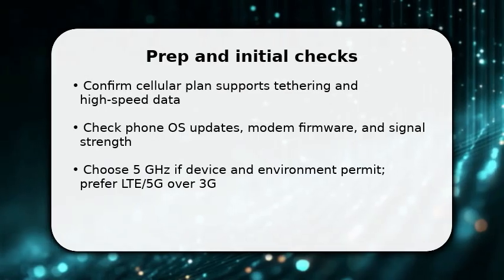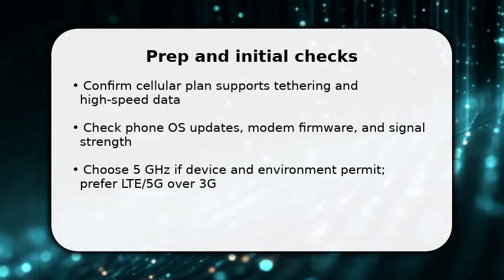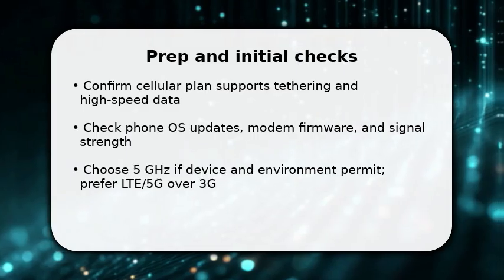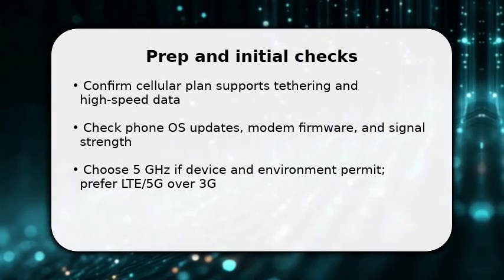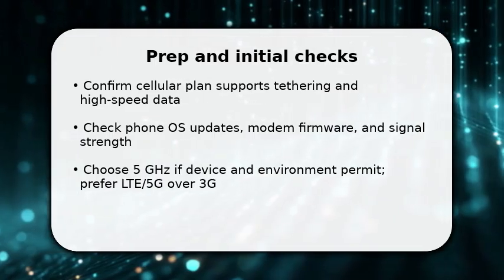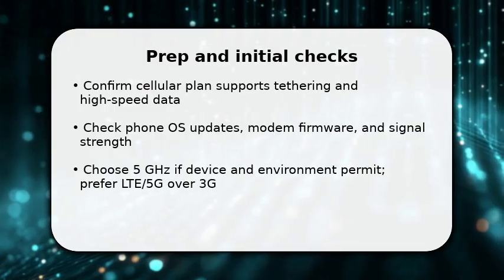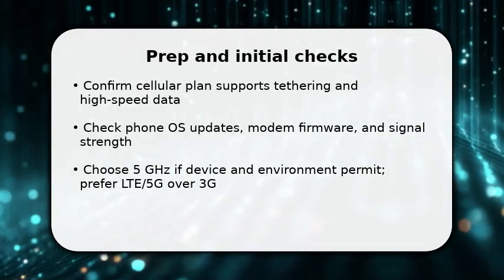You start by validating prerequisites. Make sure your plan allows tethering and that your phone and carrier support LTE or 5G. Once done, install OS and modem updates to avoid performance-limiting bugs and run a quick signal check to pick the best location. Move to a window or higher floor for stronger reception.